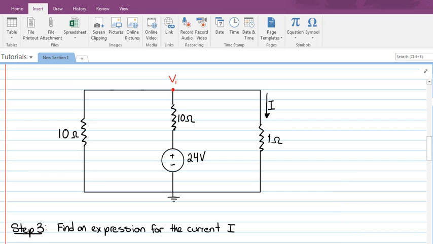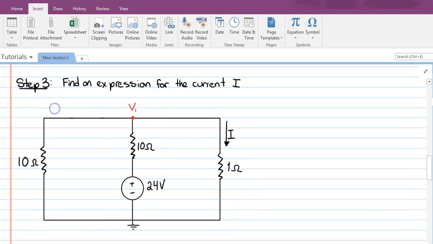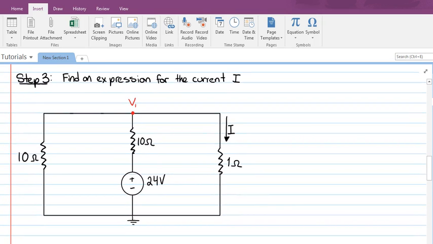The next step of the problem is to find an expression for the current I. We want to do this first before doing Kirchhoff's current law at that node, because I is the term that we're solving for. So let's find an expression for I, the current I.